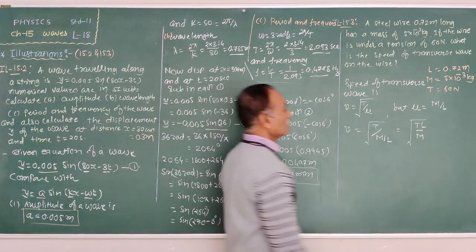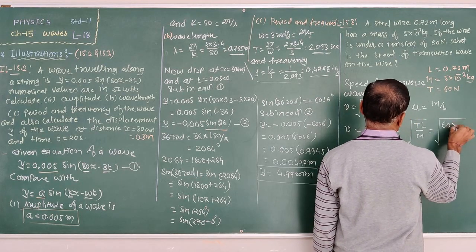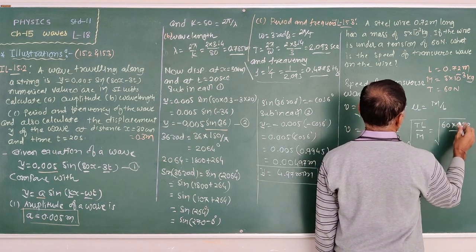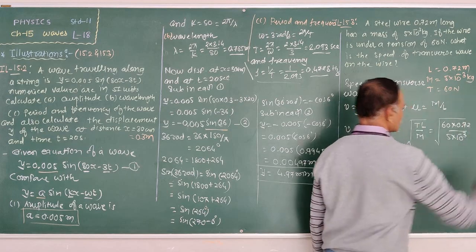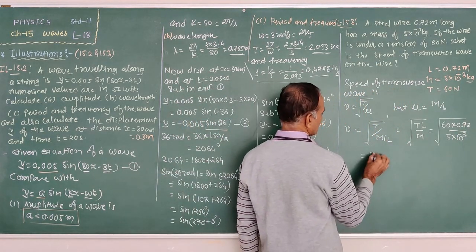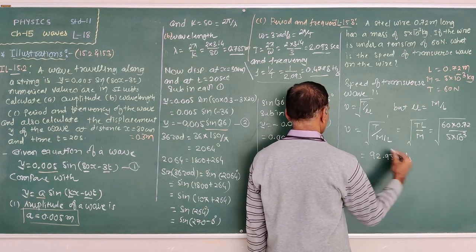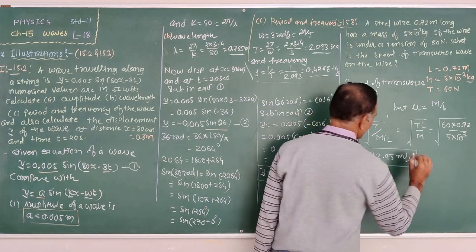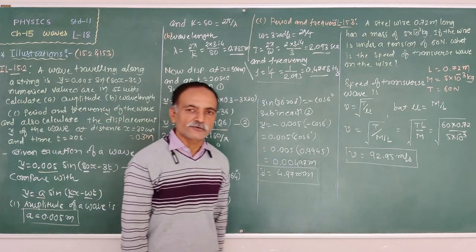Substitute the value of T, L and m. T is equal to 60 Newton, L is given 0.72, divided by the mass 5 into 10 to the power minus 3. We obtain the speed as 92.95 meter per second, which is the speed of a transverse wave in a metallic wire kept under the tension of 60 Newton.